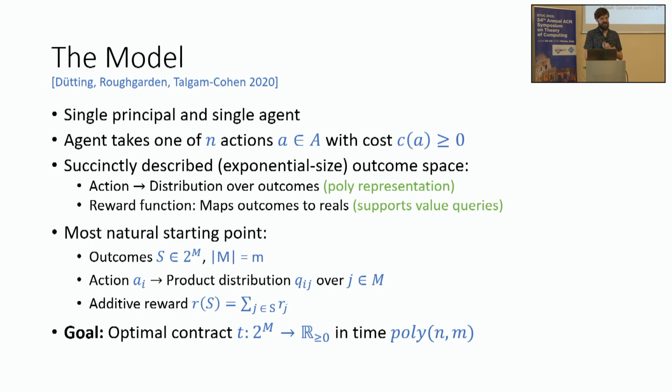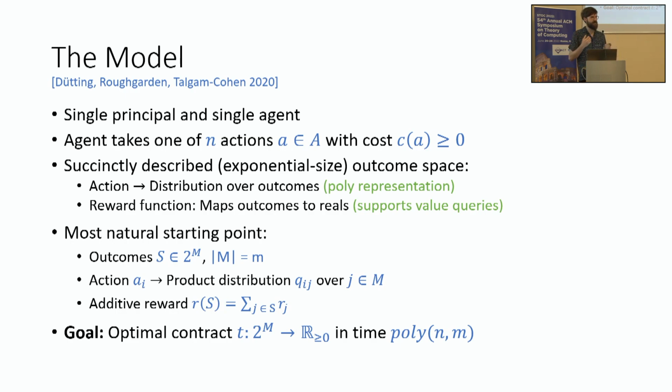Okay, so then how do we model richer outcome spaces? I'm proposing this high-level approach, which I will then instantiate to something very concrete. We'll generally have a succinctly described but exponentially sized outcome space. As before, an action will trigger a distribution over outcomes, and for computational purposes, I want this distribution to have a succinct polynomial representation. And in addition, I have a reward function that takes my realized outcome and maps it to a reward, a non-negative real. And this should support value queries.